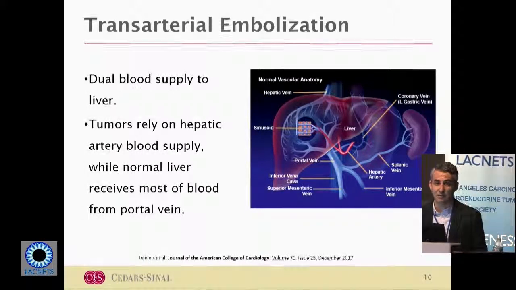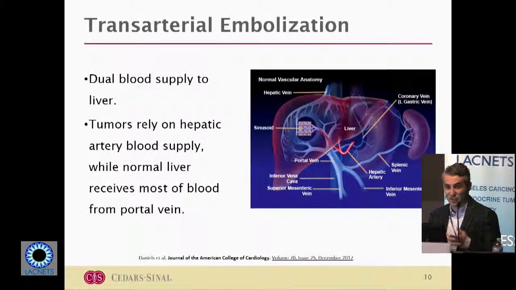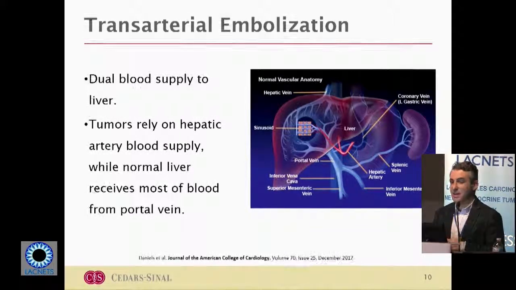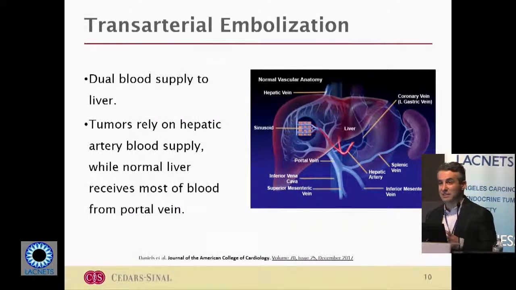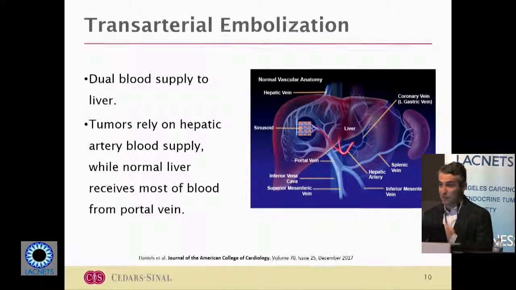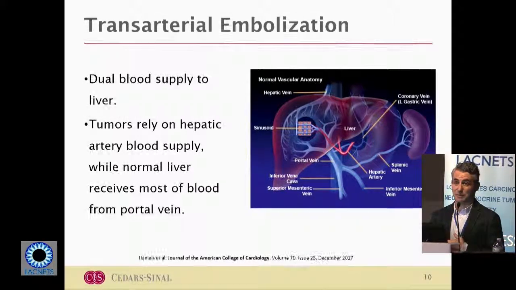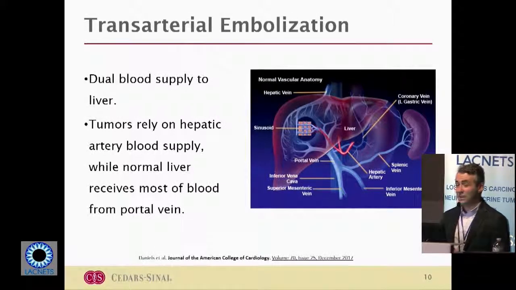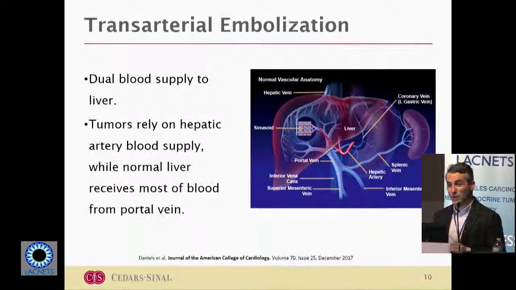So moving on to transarterial embolization procedures, which includes bland embolization, chemoembolization, and radioembolization. All of the transarterial procedures basically are based upon this dual blood supply that the liver has. There's the hepatic artery and the portal vein. Both of those supply blood to the liver. The portal vein actually supplies the majority of the blood to the liver. However, tumors almost entirely rely on blood supply and nutrients from the hepatic artery. So that sets up this nice situation and dynamic where we can actually treat tumors directly through the hepatic artery and do that pretty effectively.